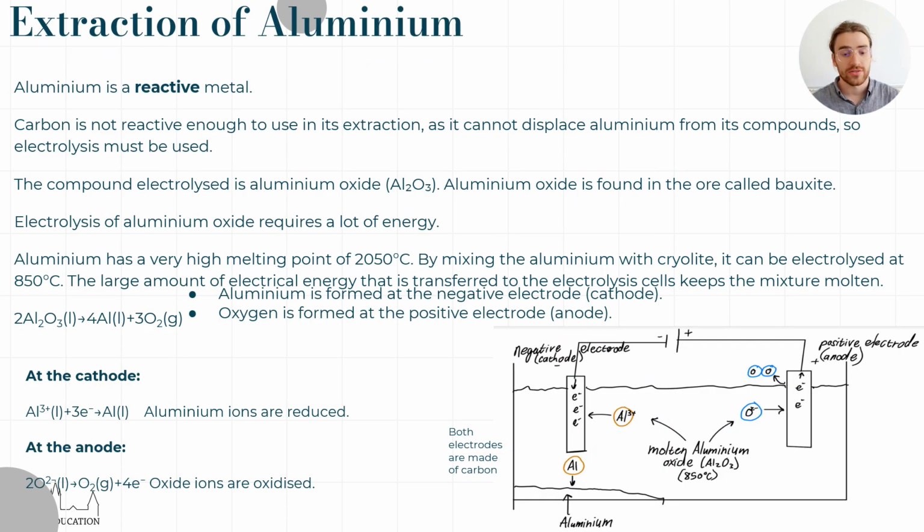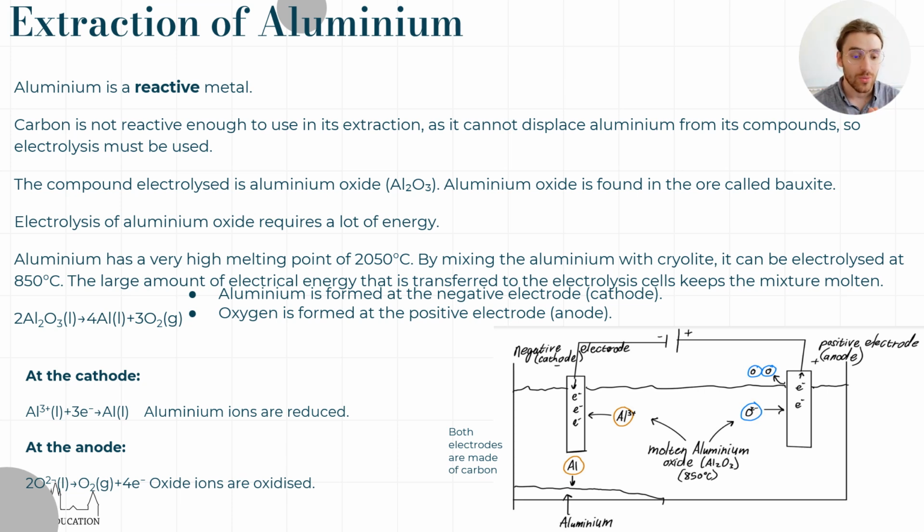So one of the ways that electrolysis can be used is to extract these reactive metals from their ores. Aluminium can be found in an ore called bauxite, but when it is in that ore, it's found as aluminium oxide. Over many years, it has reacted with oxygen to form this molecule. But we don't want aluminium oxide, we want just aluminium.